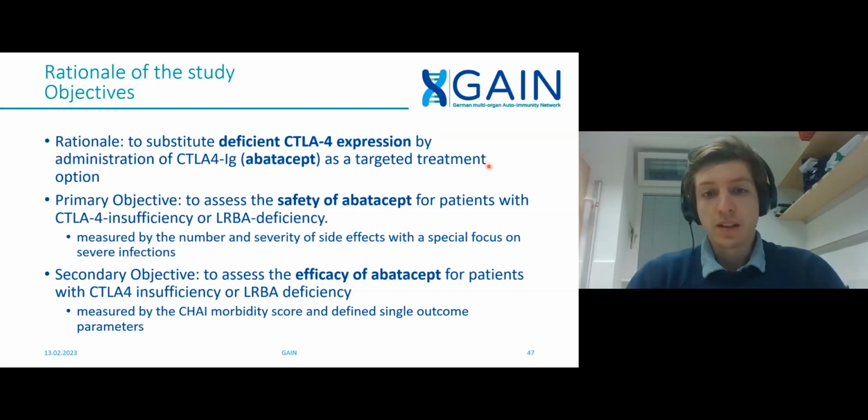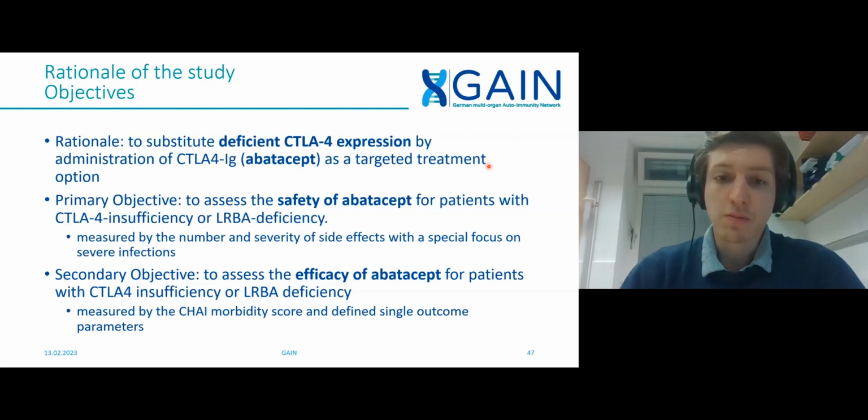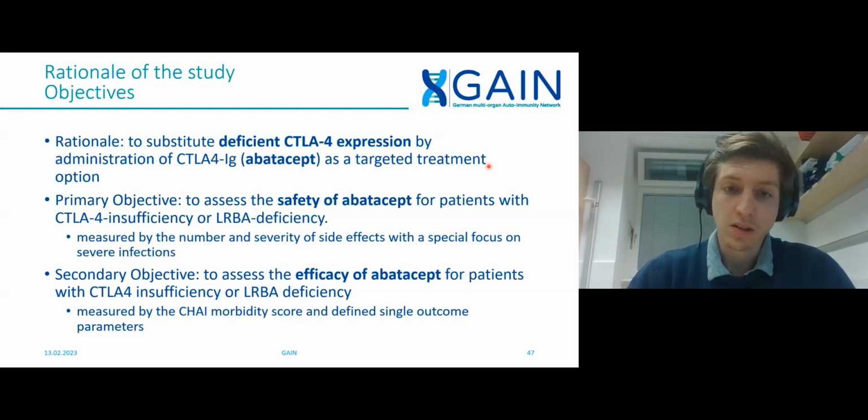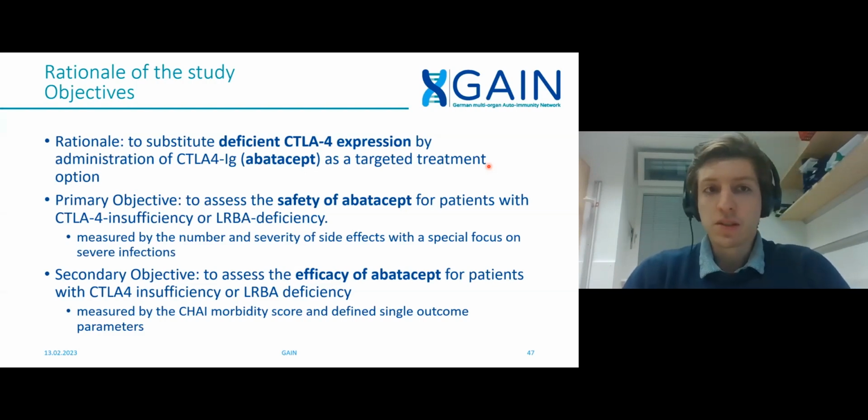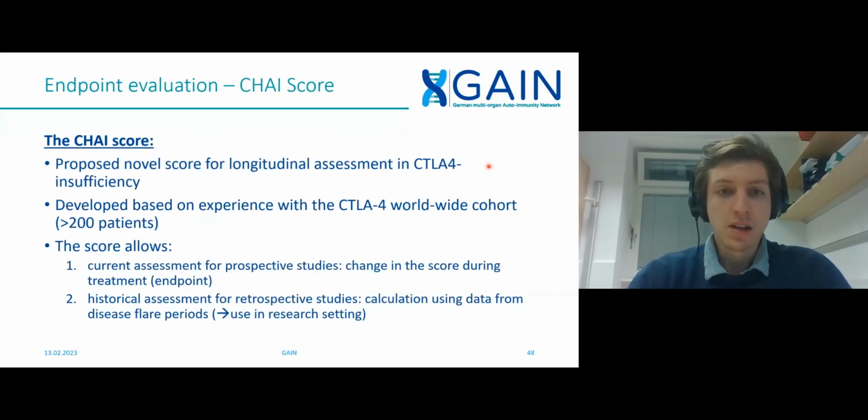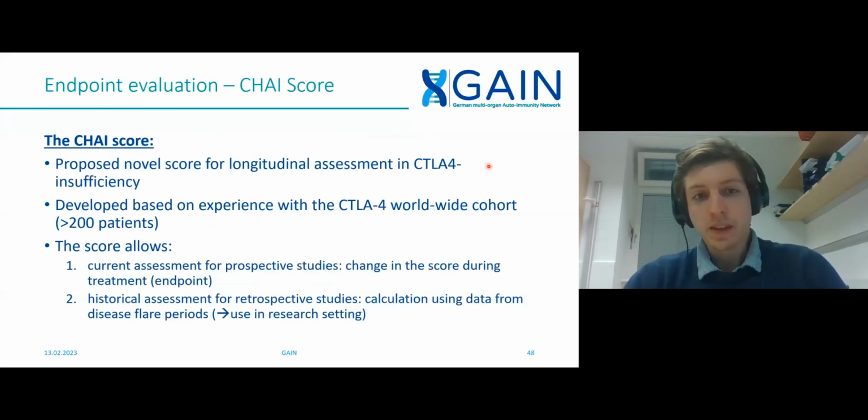This we have measured by the severity of the side effects with a special focus on infections. And the secondary objective was to assess the efficacy as well of this treatment. The efficacy we have measured by some single outcome parameters, lab values. As well, we have proposed a new disease score for the CTLA4 and LRBA disease, which is the CHI score.